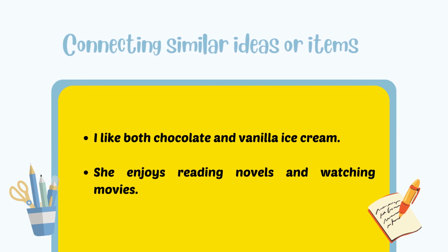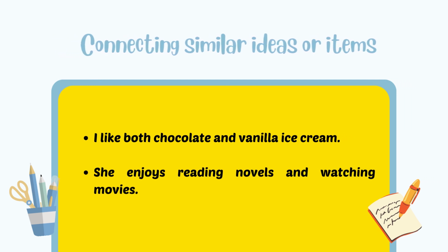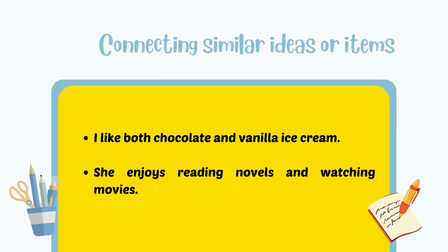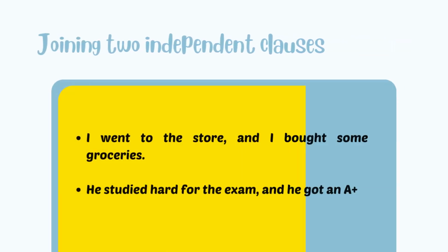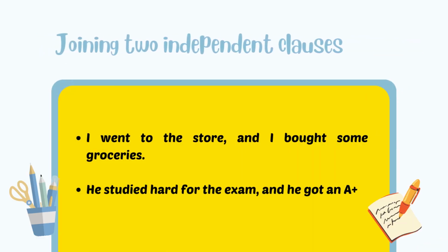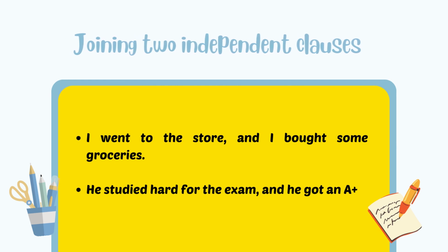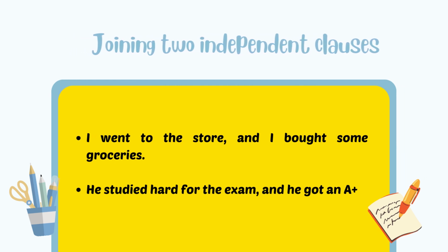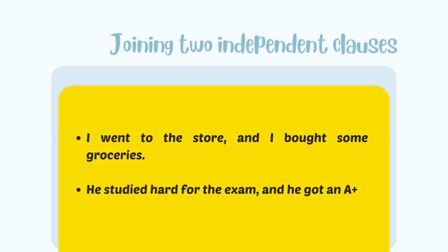I like both chocolate and vanilla ice cream. She enjoys reading novels and watching movies. Joining two independent clauses. I went to the store and I bought some groceries. He studied hard for the exam and he got an A.